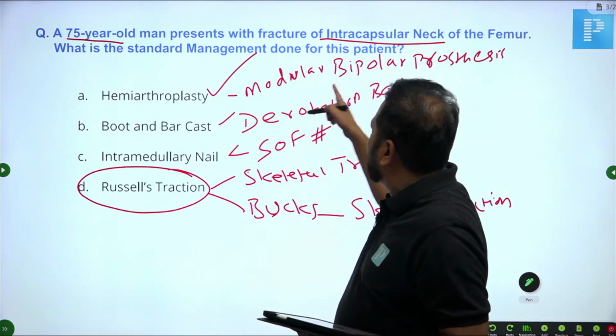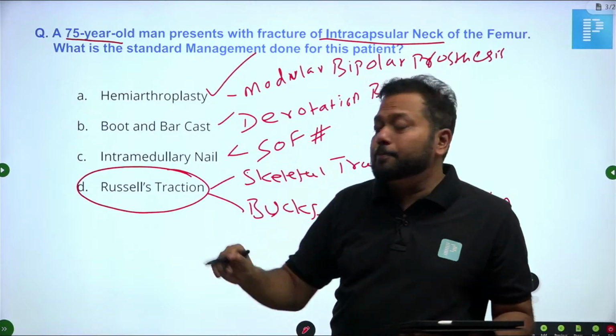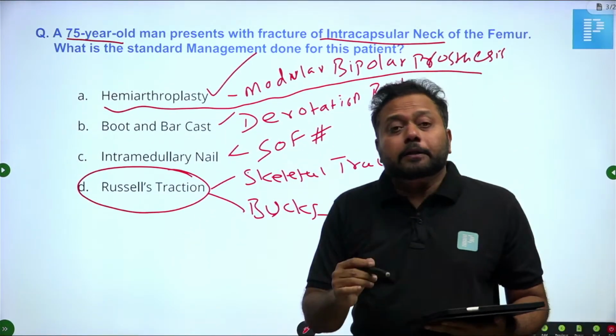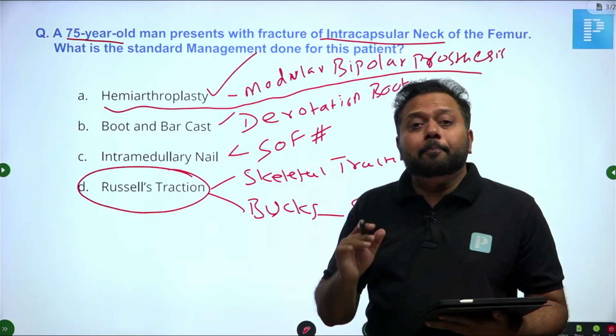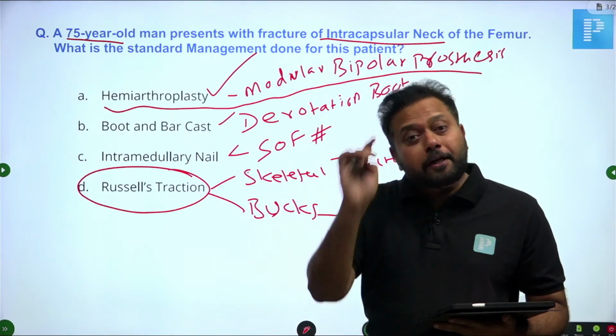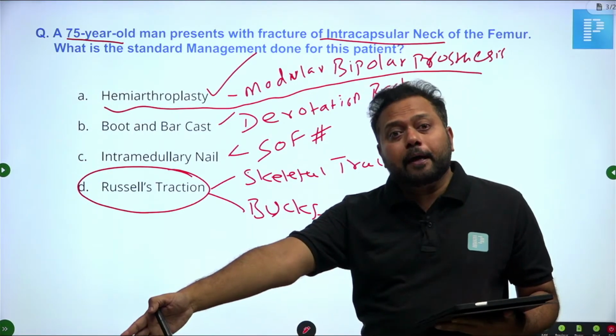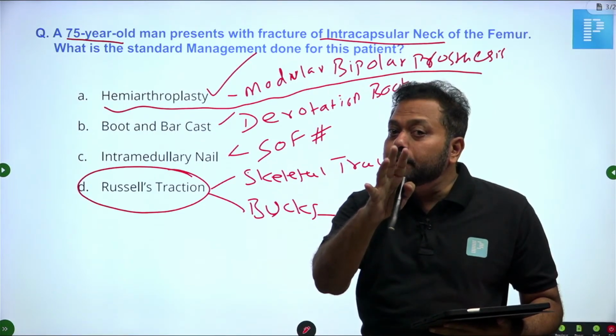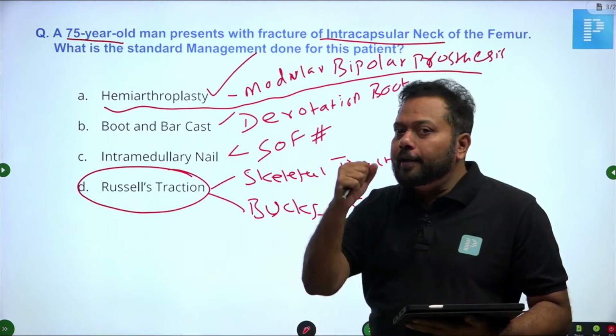Modular bipolar prosthesis is very specific. Dear friends, why am I telling these names also? Because INI-CET is a very important question bank for NEET. Forthcoming, we are having the NEET exam on June 23rd. Similar types of questions may be repeated, dear friends. Be very confident.